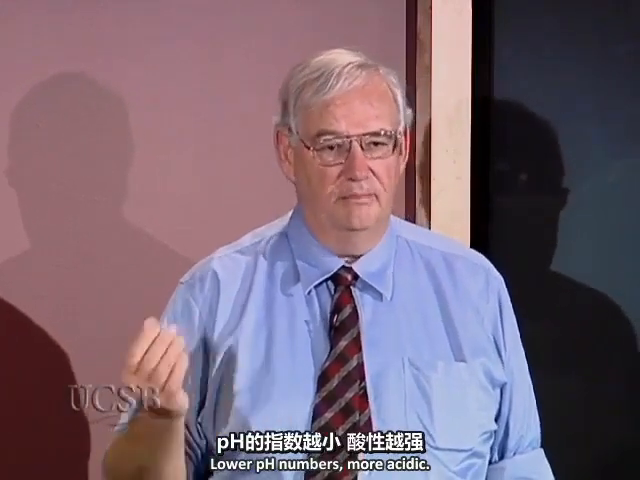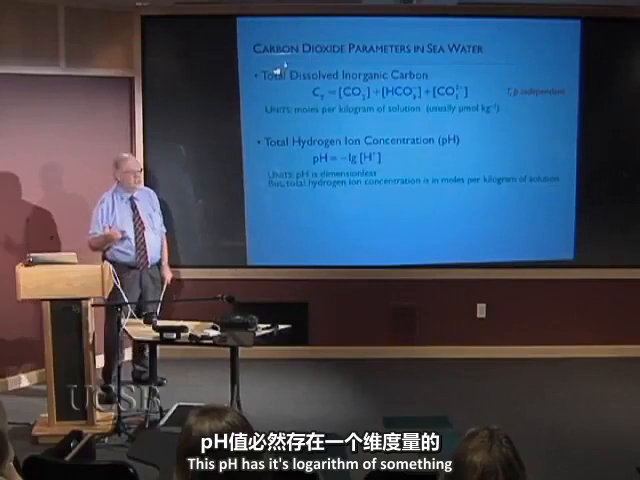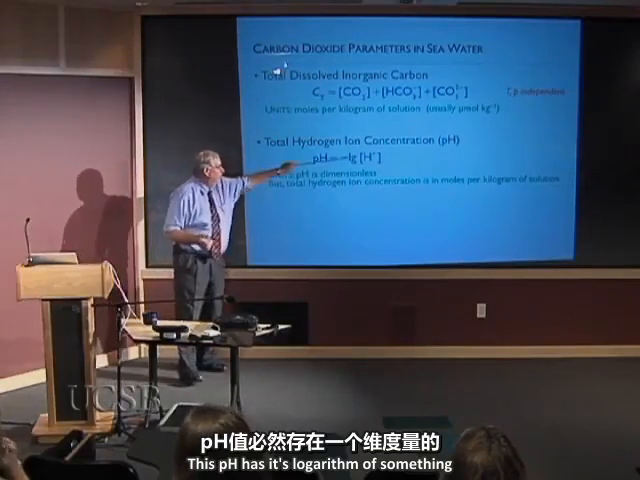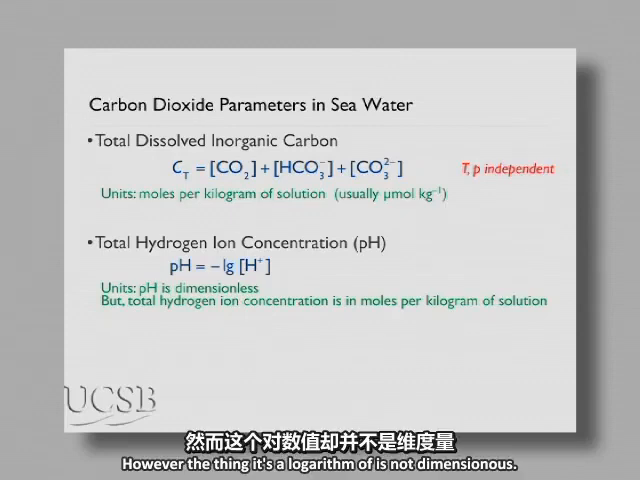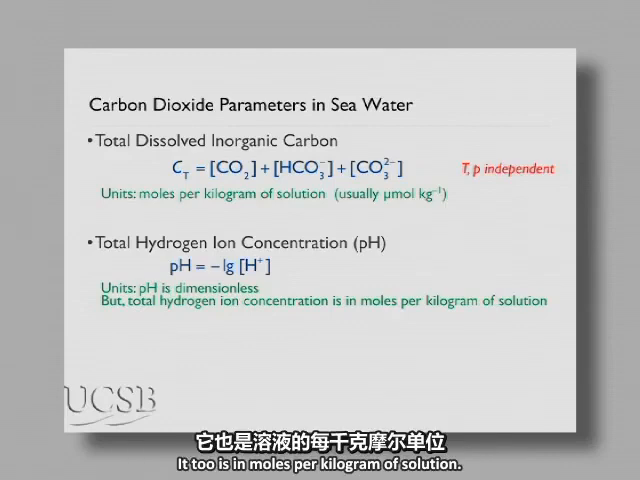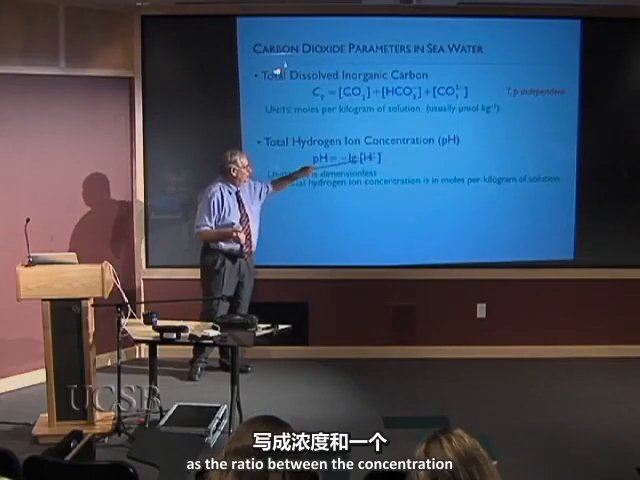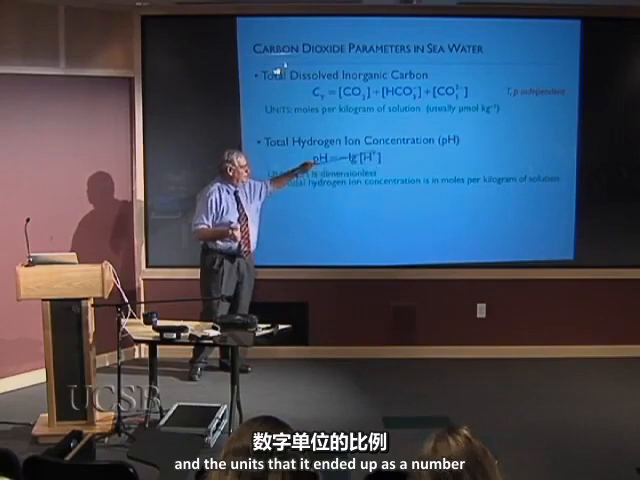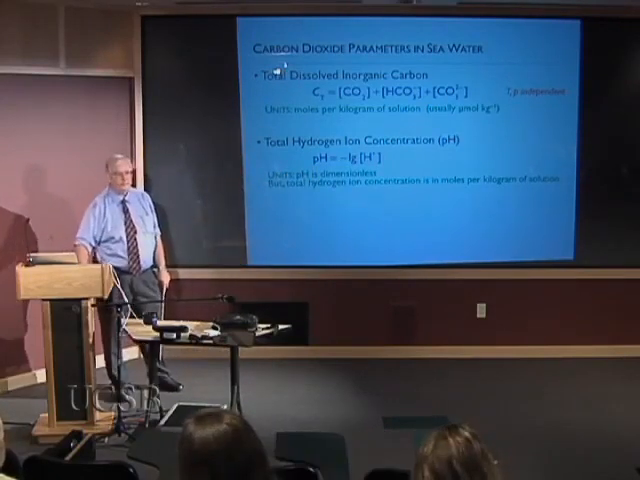Lower pH numbers, more acidic. Higher pH numbers, less concentration of hydrogen ions. This pH, as it's a logarithm of something, is necessarily a dimensionless quantity. However, the thing it's a logarithm of is not dimensionless. It too is in moles per kilogram of solution. Strictly, I should have written this as the ratio between the concentration and the units so that it ended up as a number, and I could take the logarithm of a number.